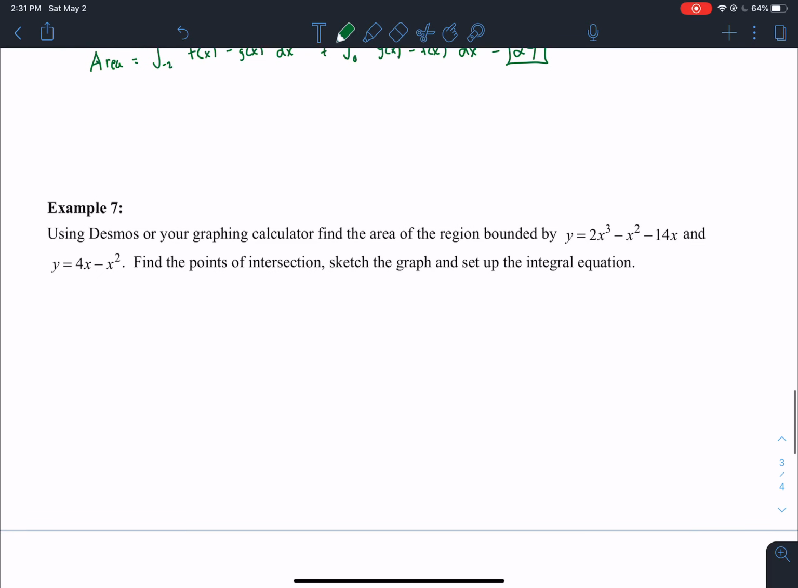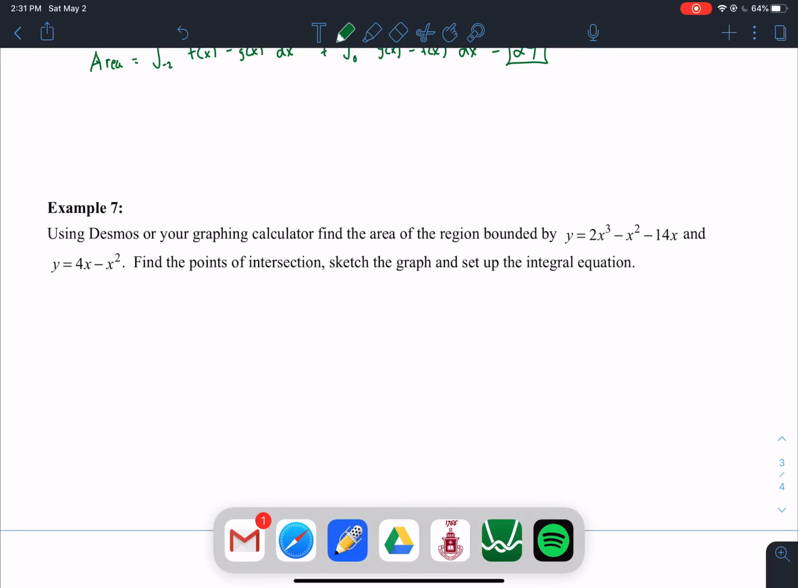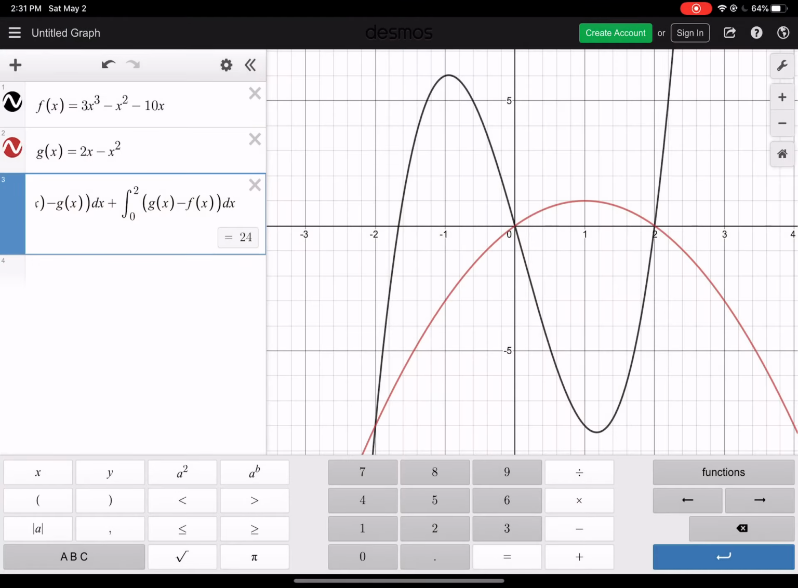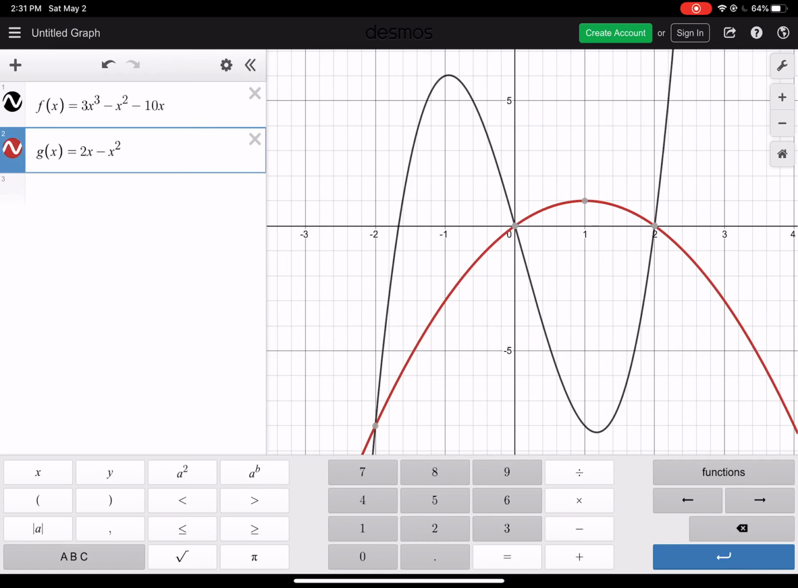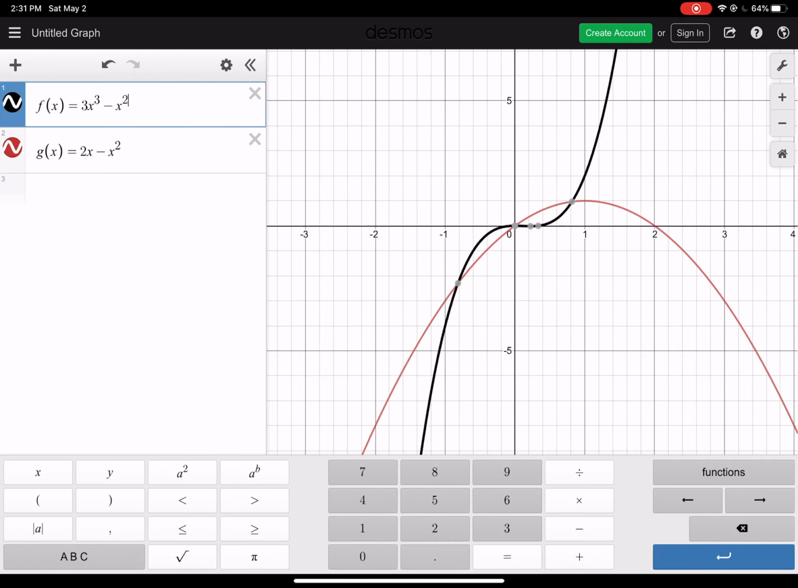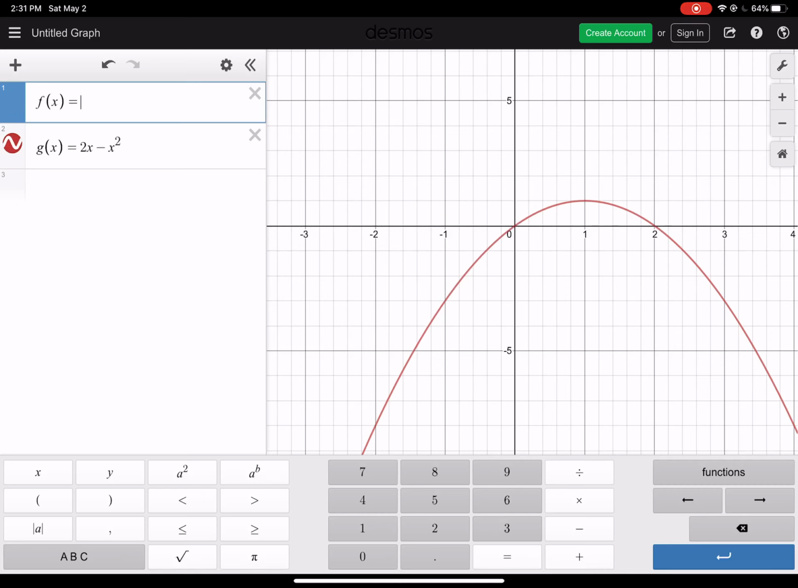So we'll do one more. It says use Desmos. 2x cubed minus x squared minus 14x, and then 4x minus x squared. So I'm going to go back to Desmos and get rid of that. I'm not going to get rid of f and g. I'm just going to retype them with the new equations.